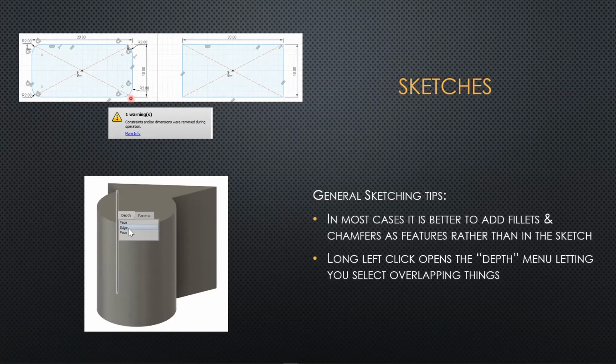You can see that these construction lines now go past the edge of your part. You can see that we now have 4 dimensions we need to keep track of for our radiuses of the fillet. And you'll get this when you try to do it, that constraints or dimensions were removed during the operation. So what it's best to do, most of the time, is to make your stuff without fillets, and then once it's in 3D, you can apply the fillets to all the edges really easily. And then going over it again, long left click opens the depth menu. So this lets you select overlapping things and is super useful, especially once you get to work with complex parts.